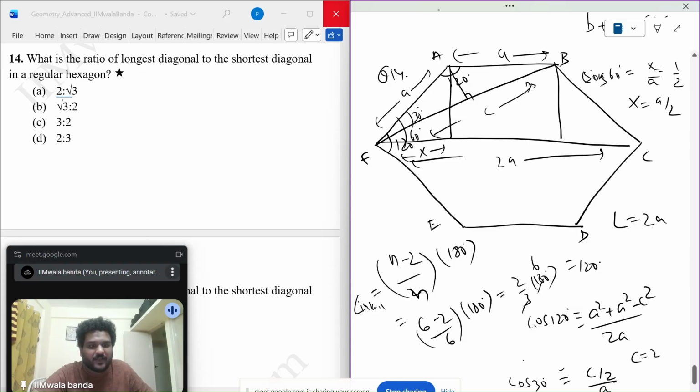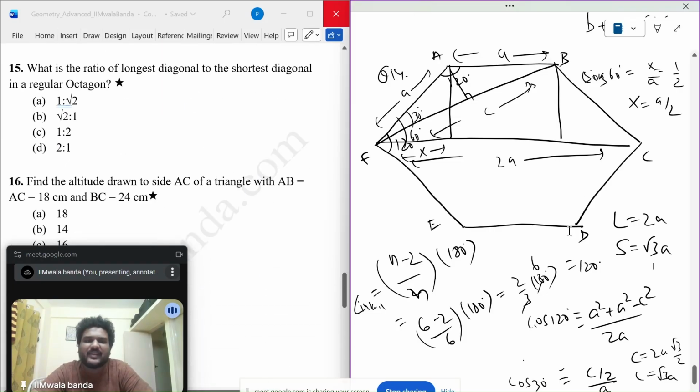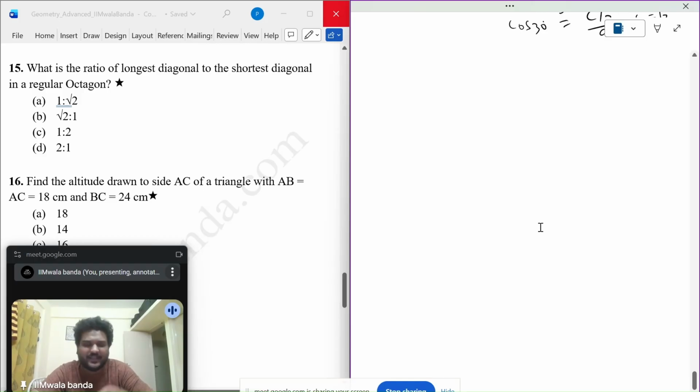So c can be written as 2a times root 3 by 2, or root 3a. So you got c as root 3a. So shortest is root 3a. It is asking longest by shortest, which is 2 by root 3. Very easy if you make the diagram and start dissecting.